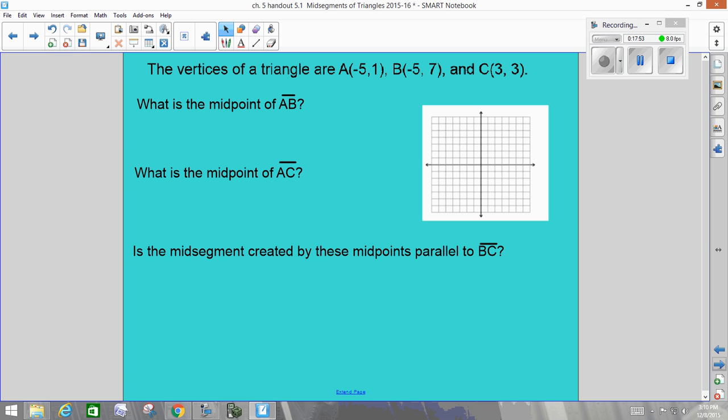All right, next one. The vertices of a triangle are A, B, and C. We have to find the midpoint of 2 of the segments and then decide if any segments are parallel. Let's graph them. Don't forget to label your points. It says it's the vertices of a triangle, so make them a triangle. And the first part tells us to find the midpoint of segment AB.